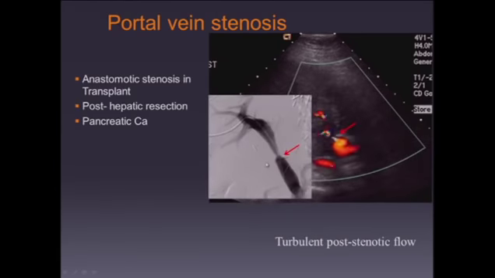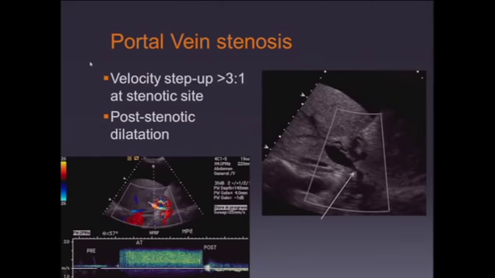This is a corresponding angiogram showing a stenosis in the main portal vein. This was an anastomotic stenosis in a patient who had undergone liver transplant. A velocity step-up of 3 to 1 is considered significant for portal vein stenosis.